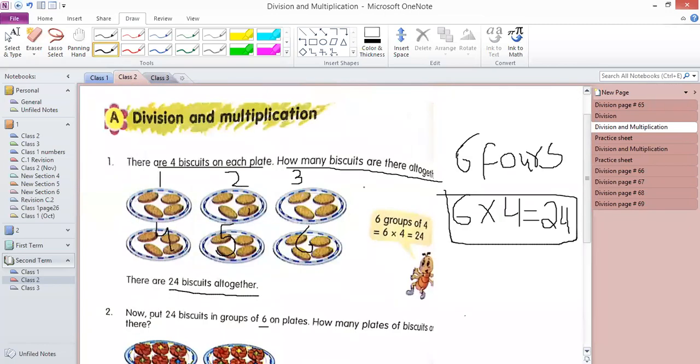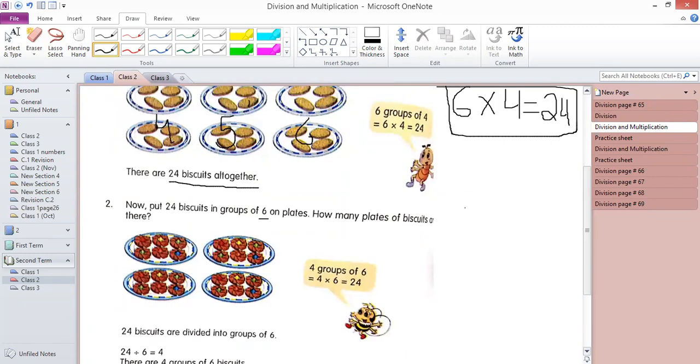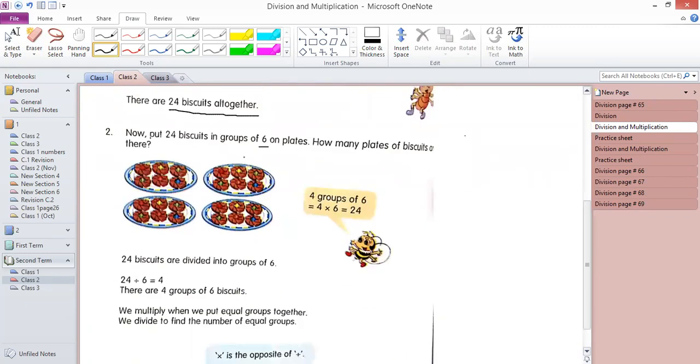Now, this is multiplication, guys. This is easy. We have already done it, okay? Now, guys, if I ask you to divide these 24 biscuits in groups of 6, what will you do? Because there are 24 biscuits, in the division sentence, what do you write first? You write the total number of objects you want to divide. So you want to divide 24 biscuits. That's why you will write 24 first.